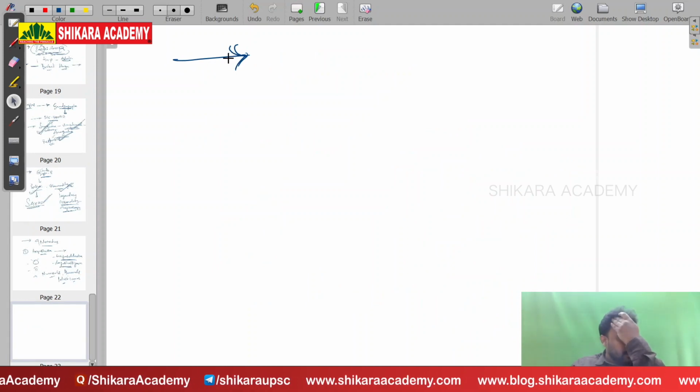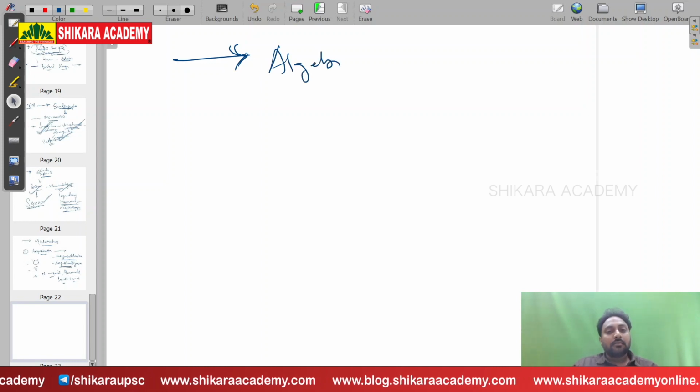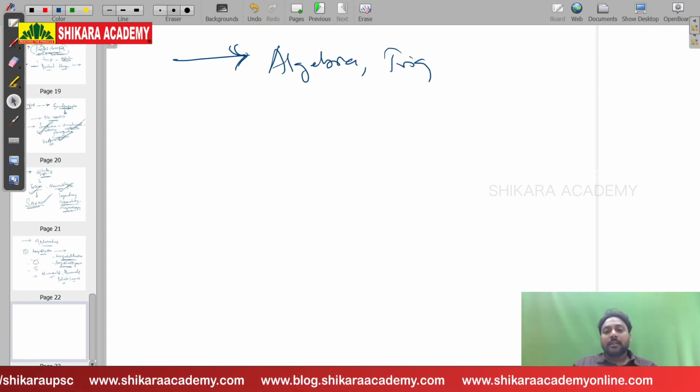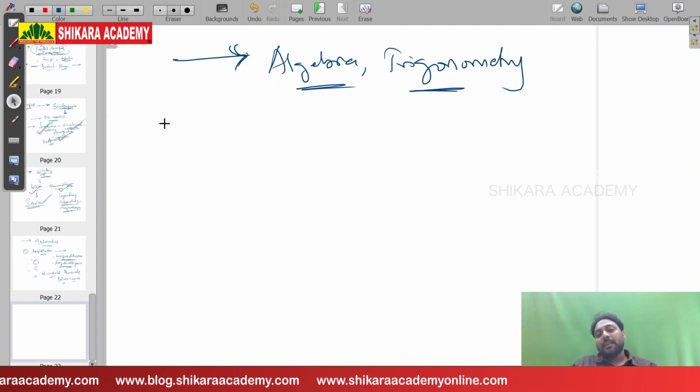And in this book, he is talking about algebra and trigonometry. Such a master genius, Aryabhatta.